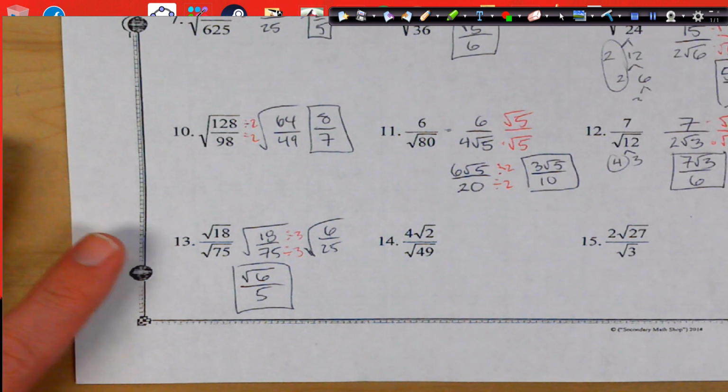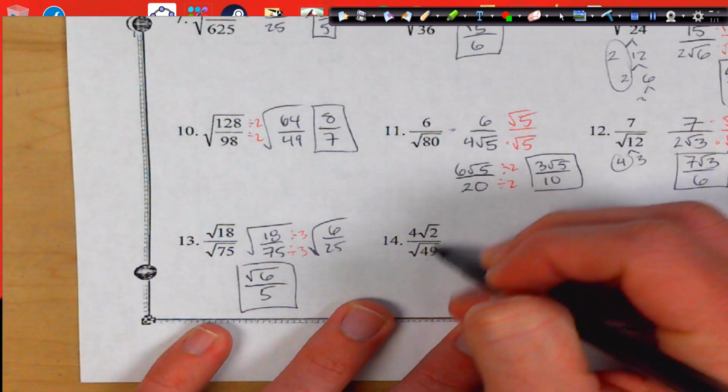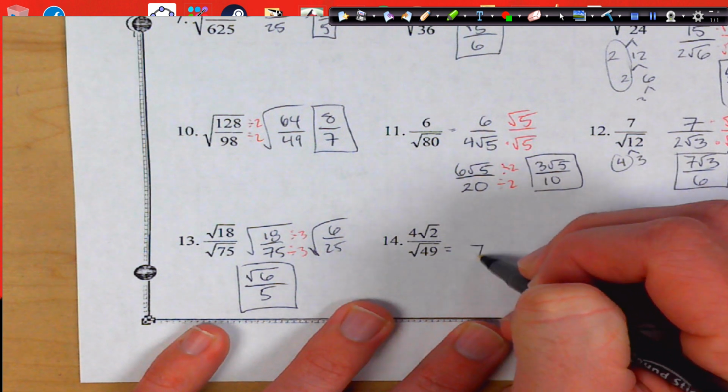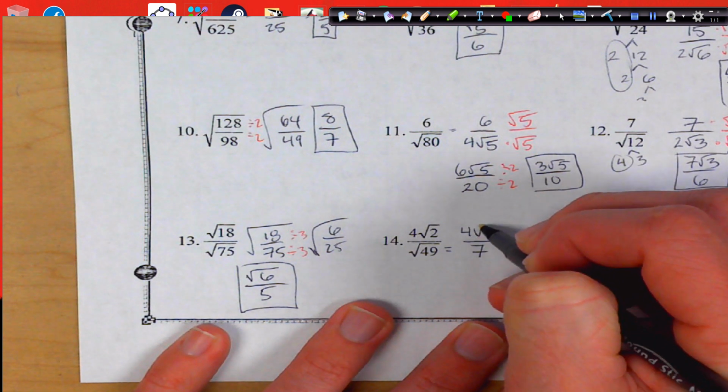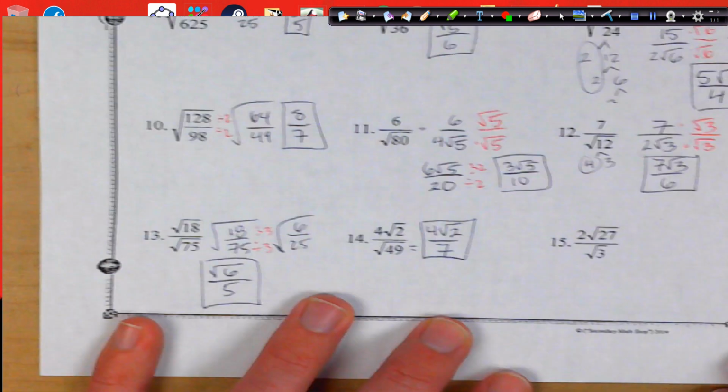And then this one right here is really fascinating. Can't do anything at the top, can't do anything at the bottom. And 2 and 49, they're not going to reduce. So this is convenient. It's 7. So we just have to do that, and we're done. You have nothing literally to do on that one.